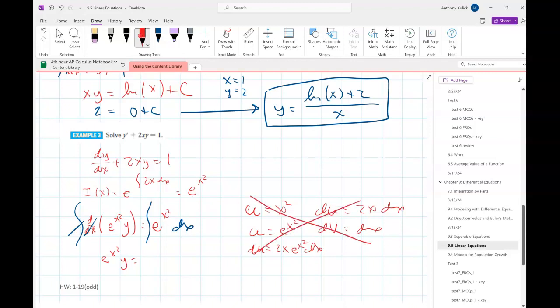So none of this stuff works. Guess what? It's fine that it doesn't work. There's no closed form formula for this. So I'm just going to put my plus c on there and divide both sides by e to the x squared. And I'm going to write that as a final answer.